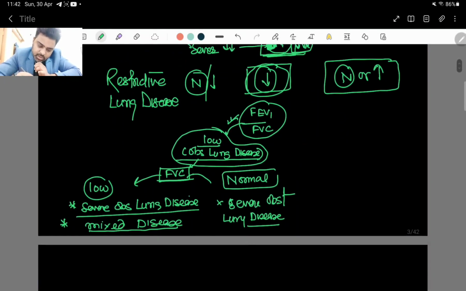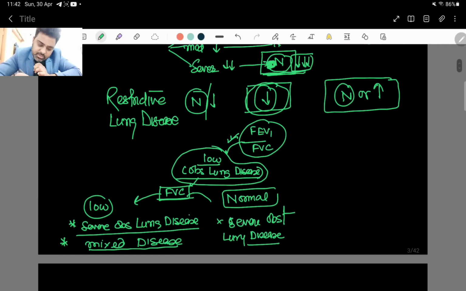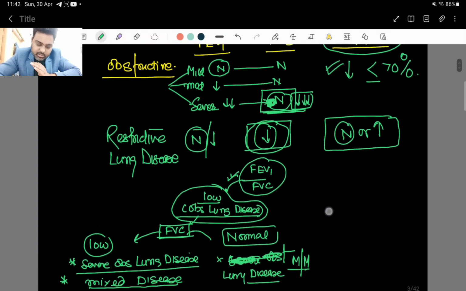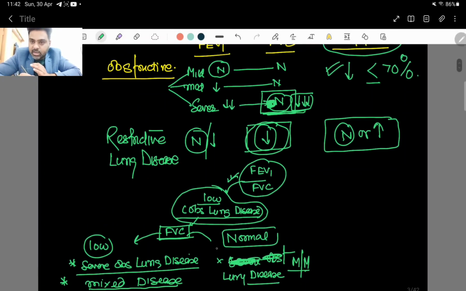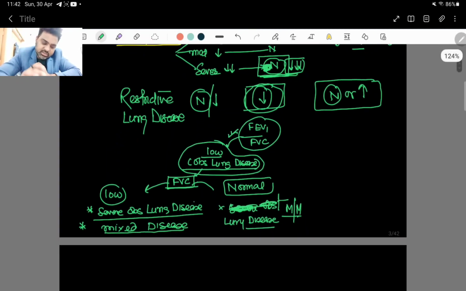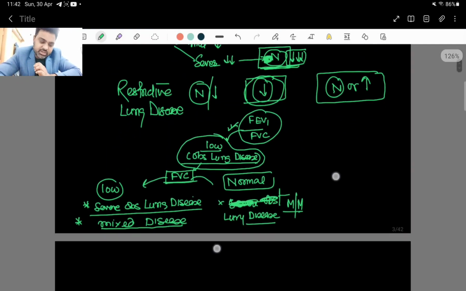And the patient here has a normal FVC. Normal FVC means it is not a severe lung disease, it is a mild to moderate lung disease, because for severe lung disease FVC has to be decreased, but here FVC is normal. That means this patient has a mild to moderate obstructive lung disease. Okay, clear? Because FVC is normal, and in severe obstructive lung disease FVC is decreased. So I think you understand this.